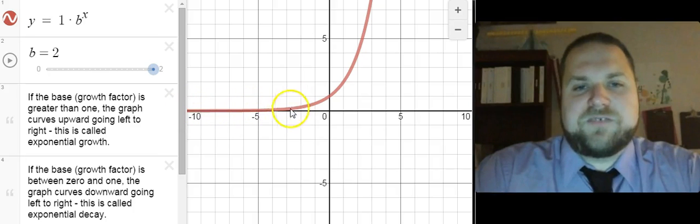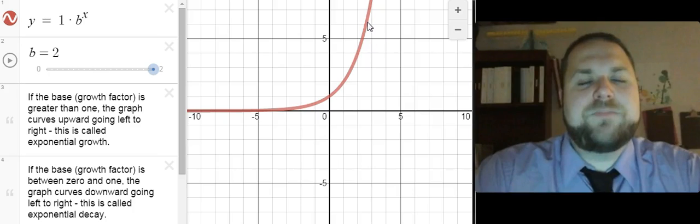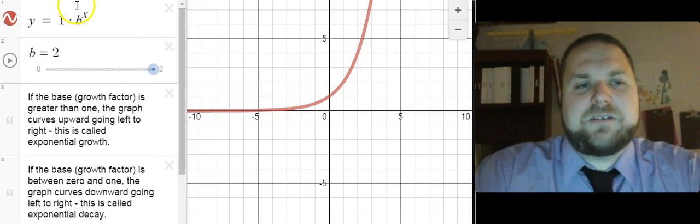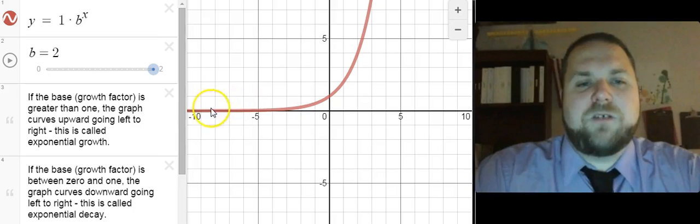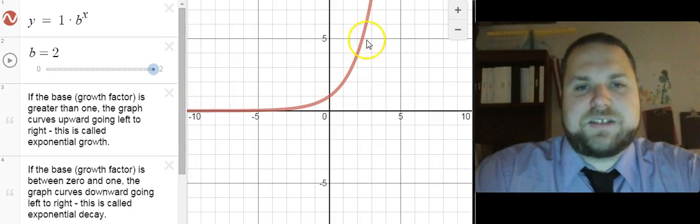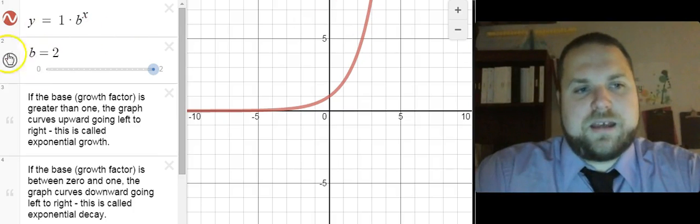So when our curve is going up and up and up, and this will continue going up very rapidly, we call that exponential growth. And here's how you can tell from your equation whether or not you'll have exponential growth. You look at the growth factor, or the base. In this case it's 2. If the growth factor is greater than 1, we will have this situation where the graph curves upward, and this is exponential growth.